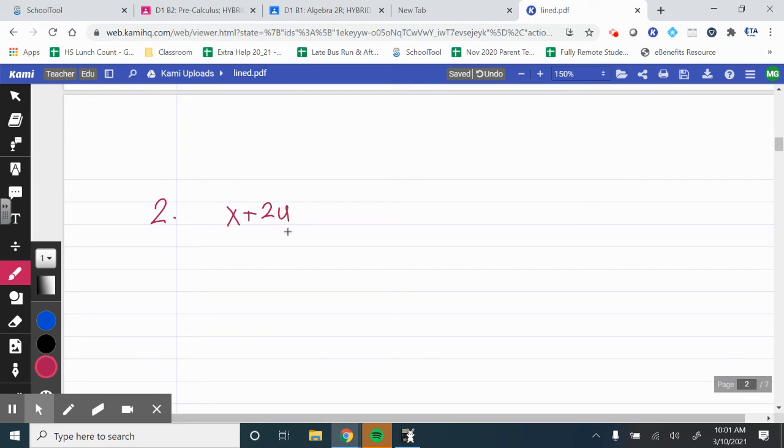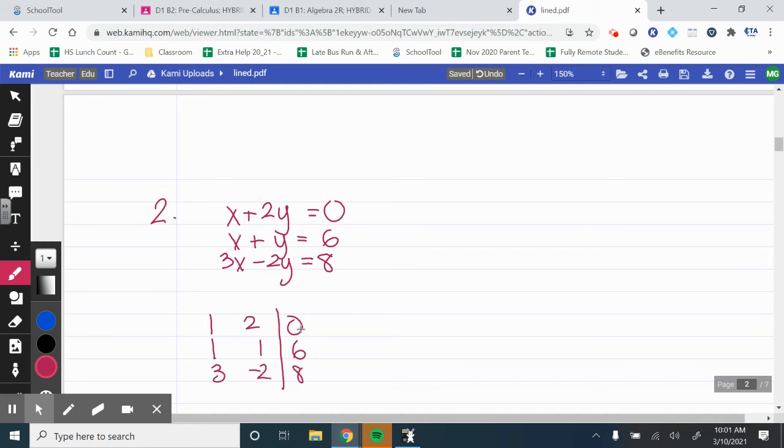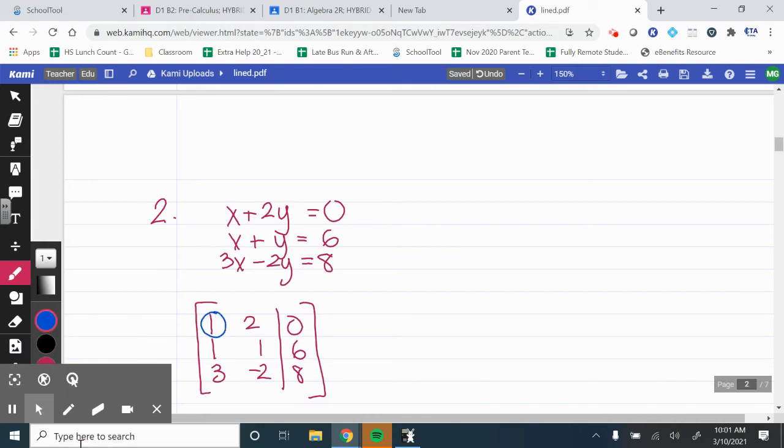x plus 2y equals 0, x plus y equals 6, and 3x minus 2y equals 8. So I've got 3 equations, but only 2 variables. So we're going to start by writing these as a matrix. So I've got 1, 2, 0, 1, 1, 6, and 3, negative 2, 8. So just taking the coefficients and setting up my initial matrix. Good news again, we have our lead coefficient of 1.